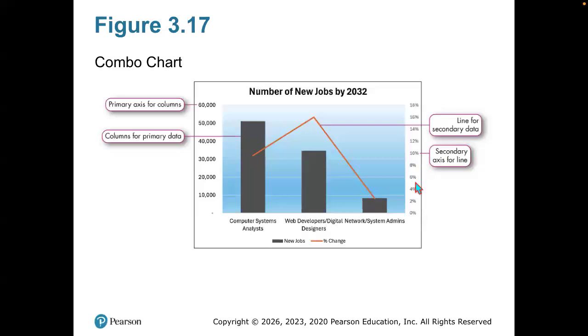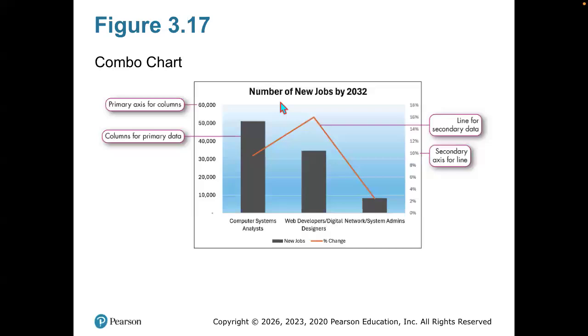That's based on this secondary axis. So I could have two different axes going on at the same time. The key here, though, is it's essentially using that same x-axis. We know this part of the line is dealing with computer systems, this one's dealing with web developers, and this part is dealing with network admins. So we're able to clearly see that it's based on the same piece of our data.